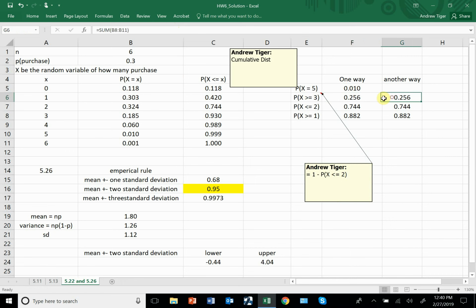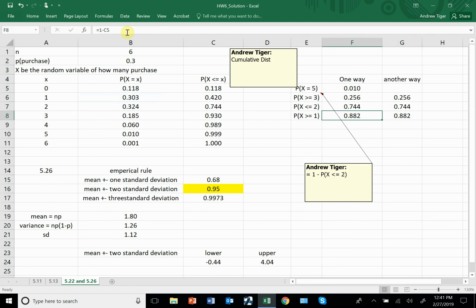You could do it another way. You could just sum 3 and more. Look, the same answer. Less than or equal to 2, I just solved for it. It's this number. Or I could sum these 3. That's less than or equal to 2: 0, 1, or 2. Either one gives the same number.